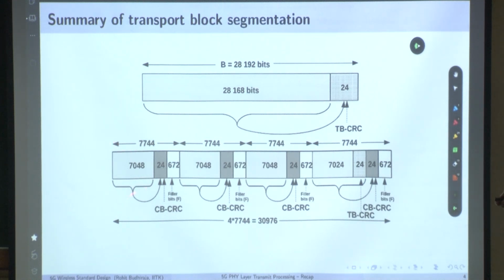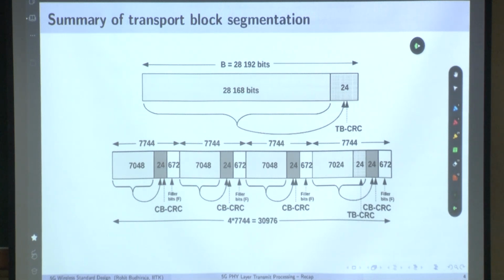But if you look carefully, what is the difference between the last code block and all the other code blocks? The transfer block CRC sits in the last code block, because that's what you are segmenting, and naturally this will go to the last code block. So this is code block CRC, filler bits, code block CRC, filler bits, here transfer block CRC, code block CRC and the filler bits. And eventually, this is basically the input.